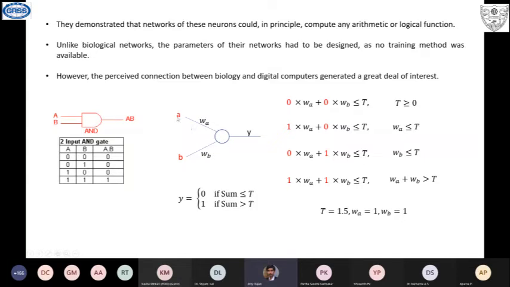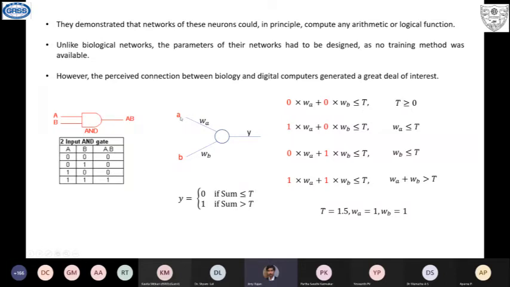When A is equal to 0 and B is equal to 0, the model should not fire. That means the weighted sum should be less than T. If the weighted sum is less than T, then the model will not fire. So when A is equal to 0 and B is equal to 0, that means 0 into WA plus 0 into WB should be less than T. Or T should be greater than 0.